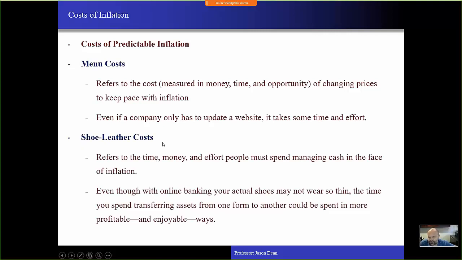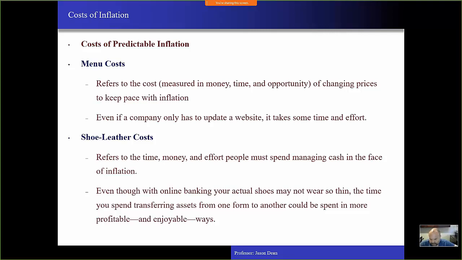Another term called shoe leather costs refers to the time and effort people must spend managing cash in the face of inflation. Even though with online banking your actual shoes aren't going to be wearing out, you still need to put effort and time into transferring your assets, and making sure you're not going to lose out because of prices increasing.